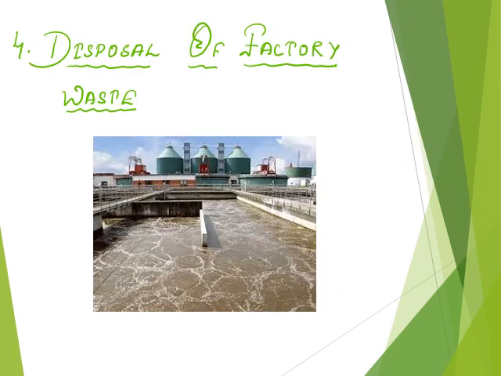Many factory wastes are acidic in nature, and these effluents, or the waste released from the factories, can harm the fish and other aquatic life if they are allowed to flow into water bodies without being treated. Therefore, it is needed to treat such waste, and it should be neutralized by adding basic substances before it is let into the water bodies.